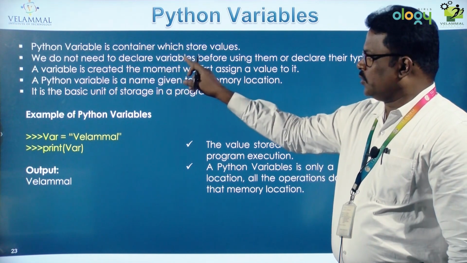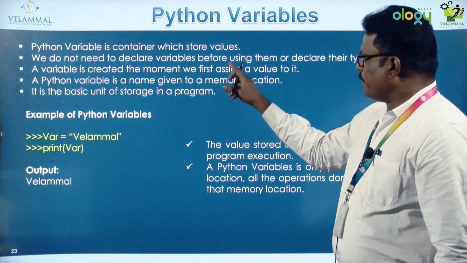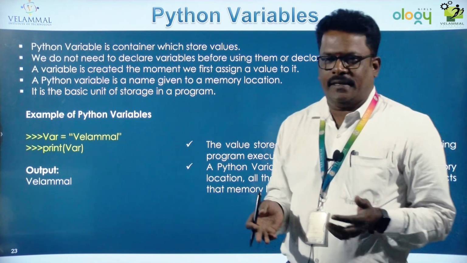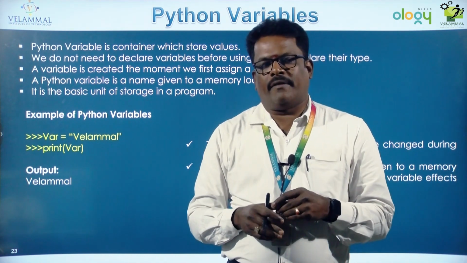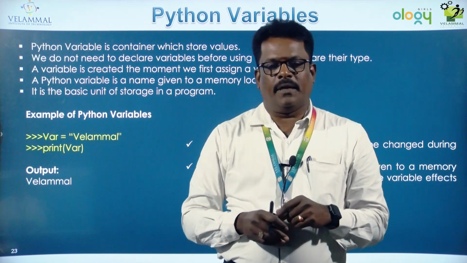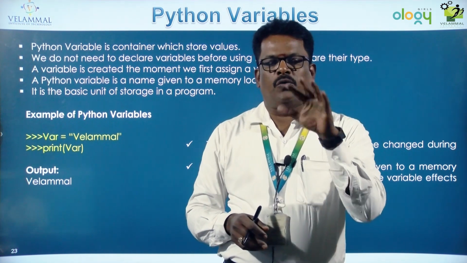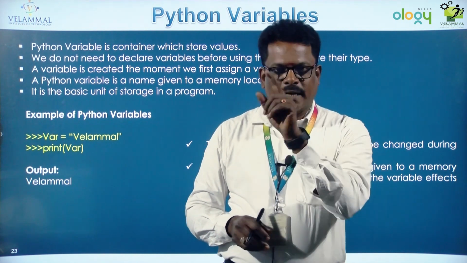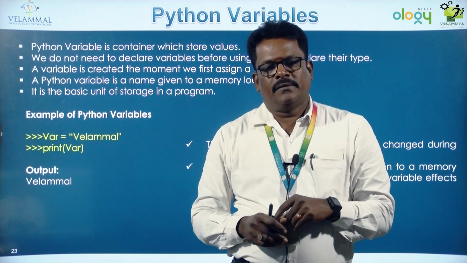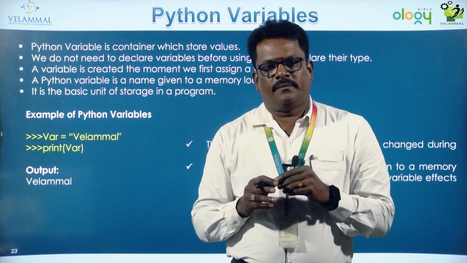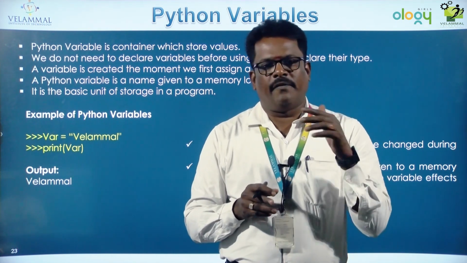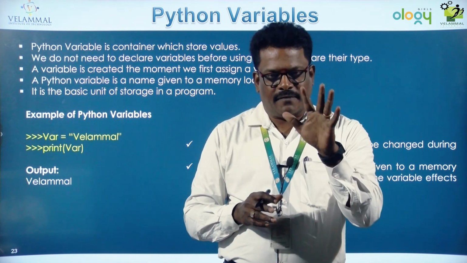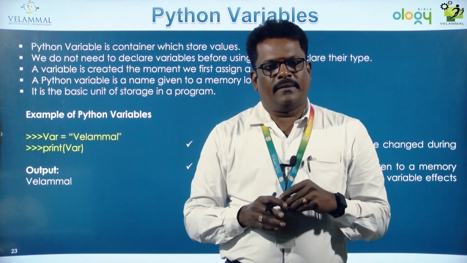We do not need to declare variables before using them or declare their type. Generally, in all other programming languages, we need to declare the variable. Suppose I am going to use an integer variable. I need to tell the data type int, and the name of the variable, A equal to 10. This is how an integer variable is declared in most programming languages.